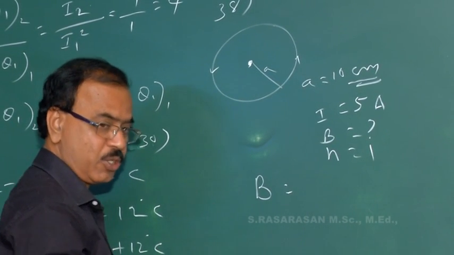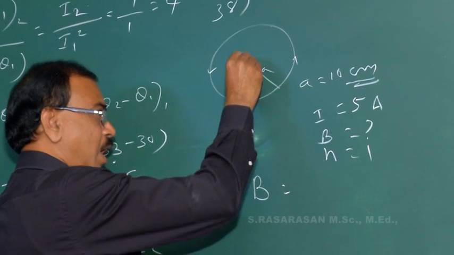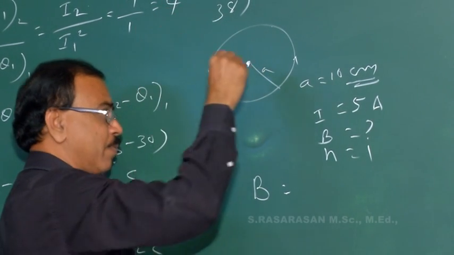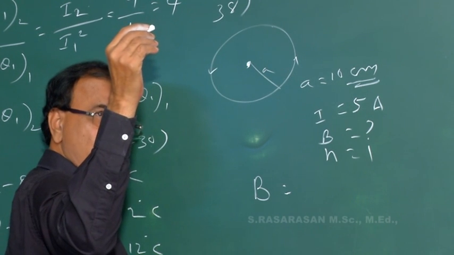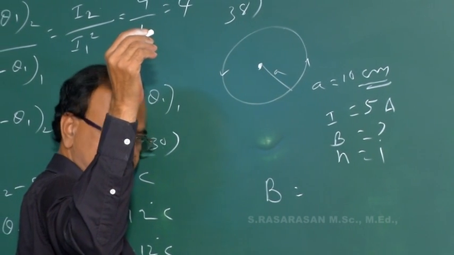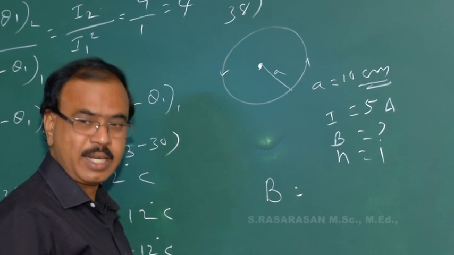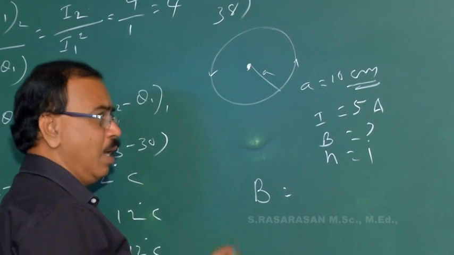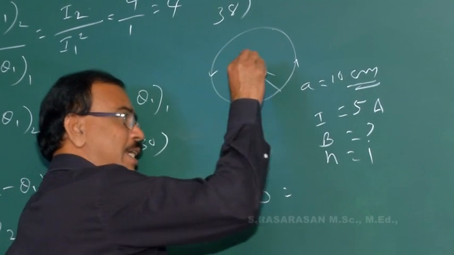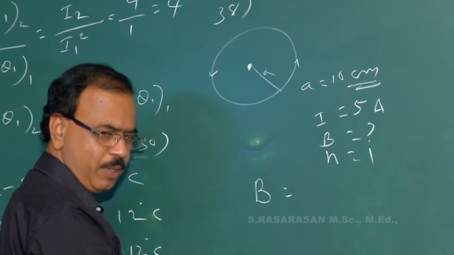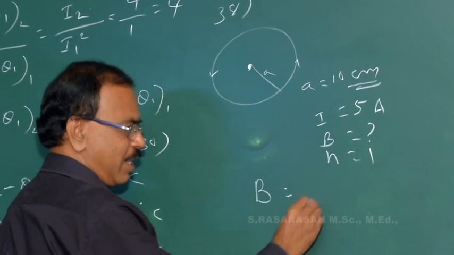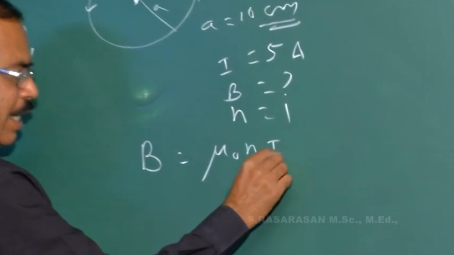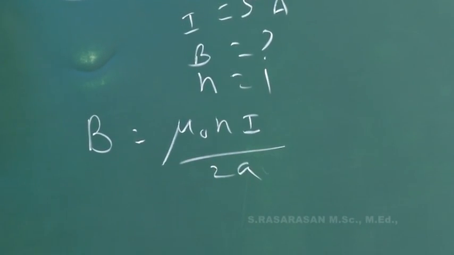You have used this expression in the tangent galvanometer. Along the axis of the circular coil, at a distance x, the magnetic field is mu naught N i a square by 2 into a square plus x square the whole power 3 by 2. If it asks at the center instead of at distance x, then x is 0. Putting x is 0 and simplifying, the equation becomes mu naught N i by 2a. This is the magnetic induction produced at the center of the circular coil carrying current.